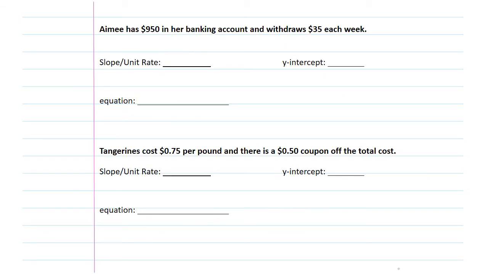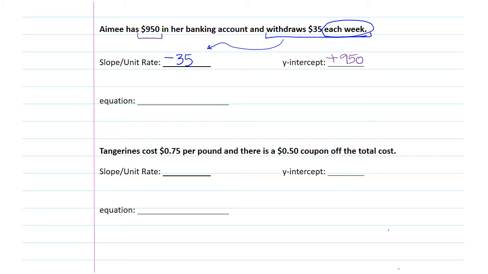Okay, so we have: Amy has $950 in her banking account and withdraws $35 each week. So let's translate this here. She has this already in her banking account. That is just the beginning amount. That would represent the y-intercept, and that would be a positive because she already has that in her account. Then she withdraws $35 each week. That is a unit rate, or the slope. Withdrawing is taking away, and she's taking away $35 each week.